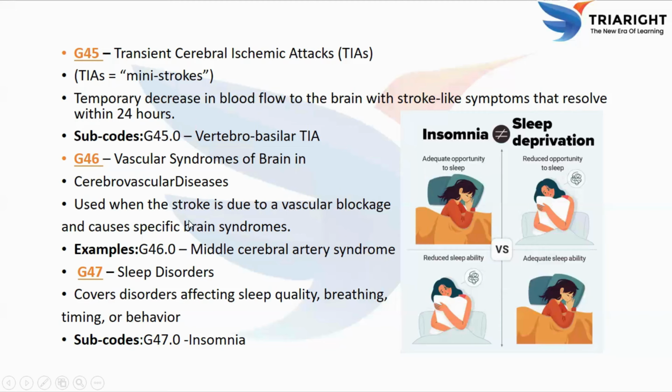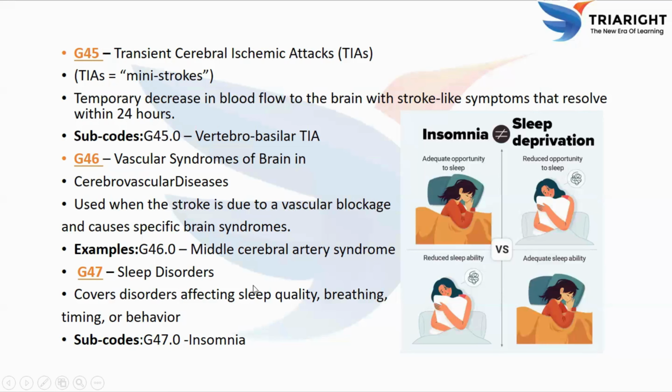So next is about the G47 code. G47 is assigned for sleep disorders. So what does this include? It covers any condition that affects sleep quality, sleep breathing, sleep timing and/or sleep behavior. So what is the subcode? G47.0 is for insomnia. So what is the condition called insomnia?